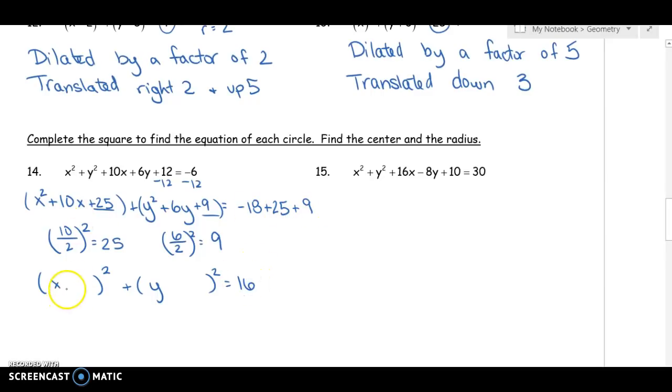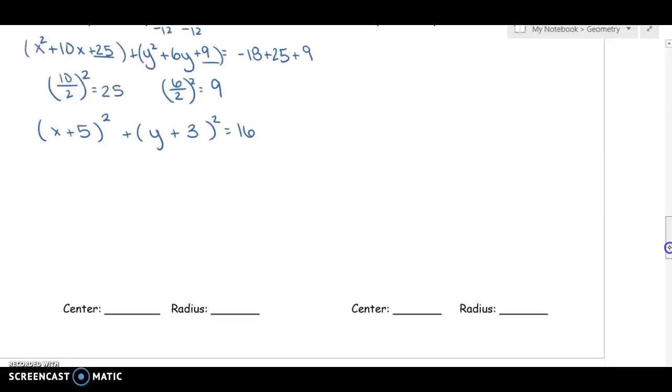Now, the way that it's going to factor, remember we did this yesterday, you look at the parentheses before you squared it. 10 divided by 2 is a positive 5, so plus 5 is going to go here. 6 divided by 2 is positive 3, so I'm going to put plus 3 there. Once you have filled those in, now you can see exactly what the center and the radius are. The center is going to be the opposite, so negative 5, negative 3. And radius squared is 16, so that means the radius is going to be 4.